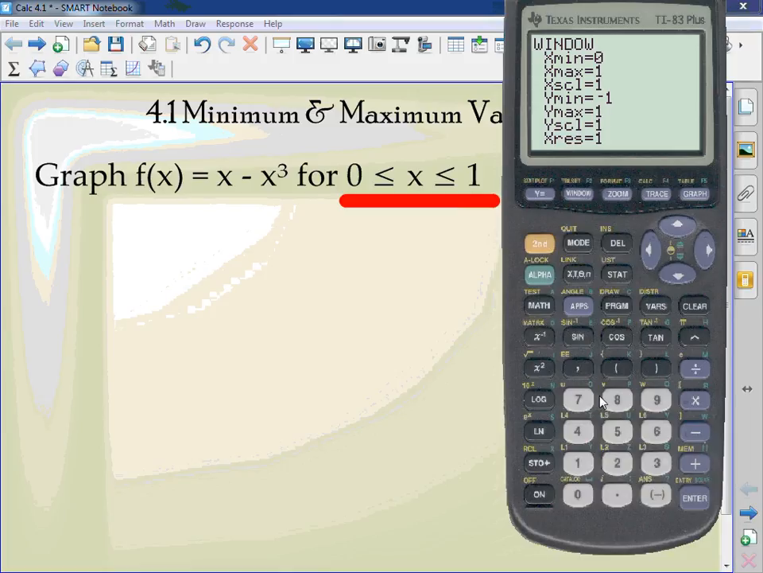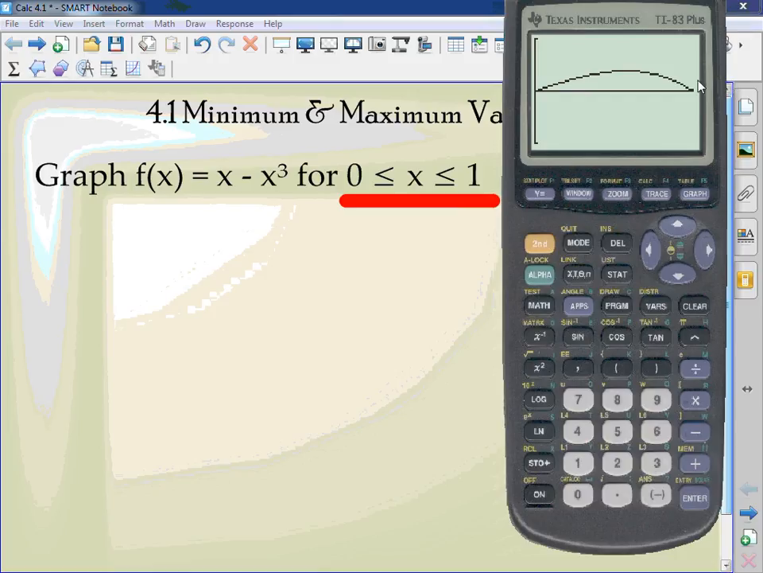All you're doing is changing your window. The first time we were zoomed in so much, now we're just zooming out a little bit more so we can see it better. I just went from negative 1 to 1 to see. Looks better. I am only looking at the graph from this part. We want to know what's the maximum value in just this region.